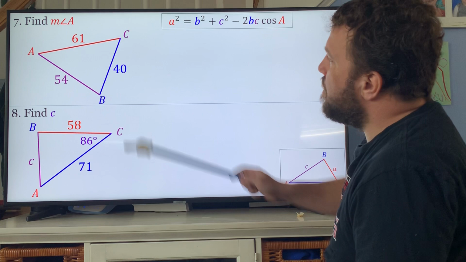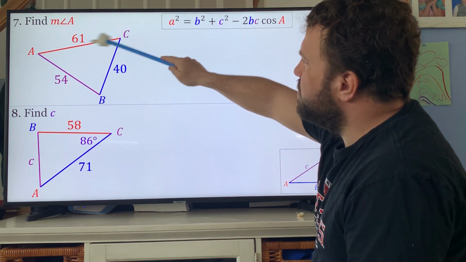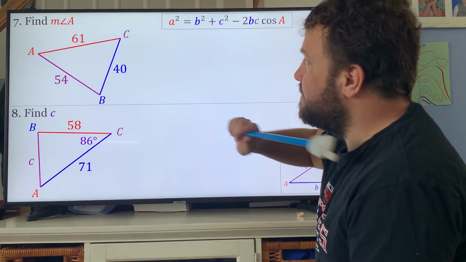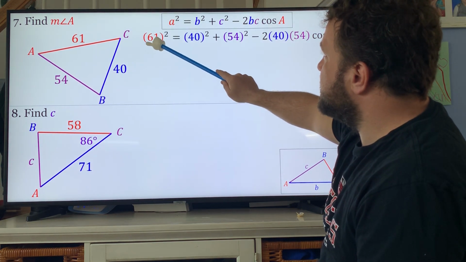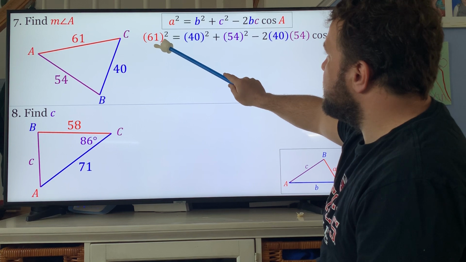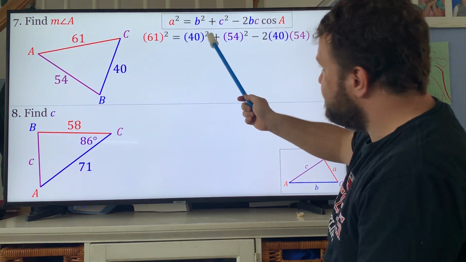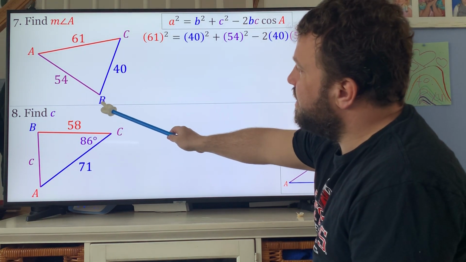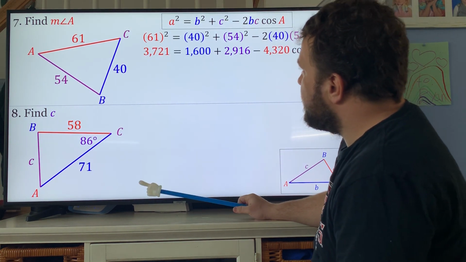Here we go. Measure of angle A. So, this is a little tricky because the colors are mixed up on this one. So you got 61 equals 4. Actually, this is finding angle B. I messed this up. I didn't really check this one. All right, all cosine. So this right here should be my A. I just put my letters in the wrong place. All right, 3721. You know what? I'm going to fix this real quick and not even change my lesson.